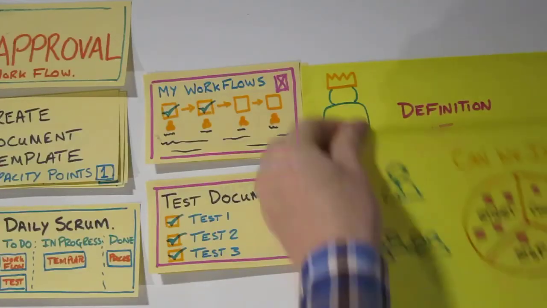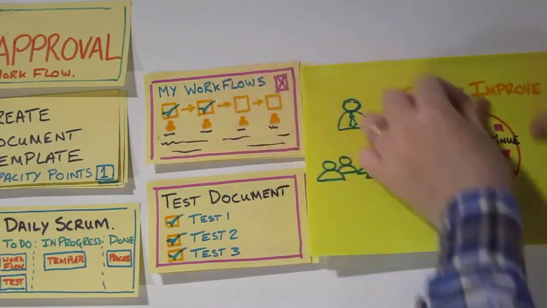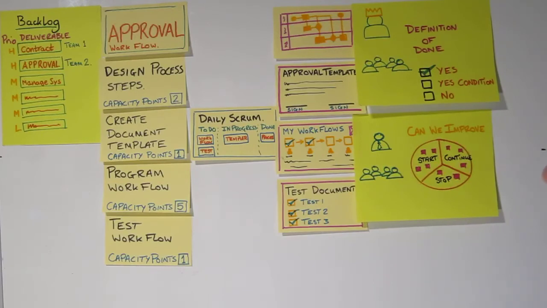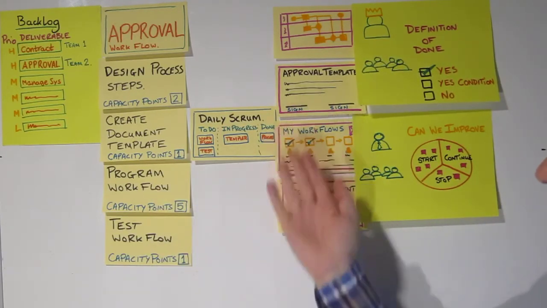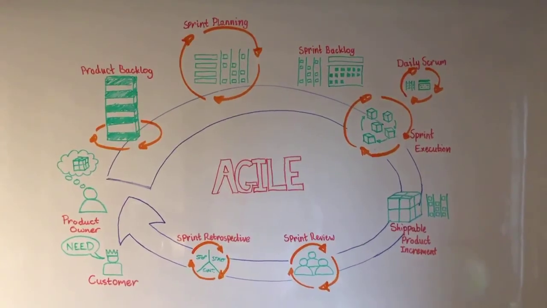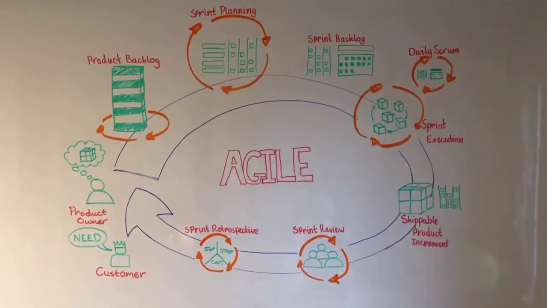Once that review has been conducted, the team will meet together and see what they can improve for the following sprint, how they can improve their planning, their delivery, their communication, etc. And once this is complete, we go back to the backlog and begin the process all over again.